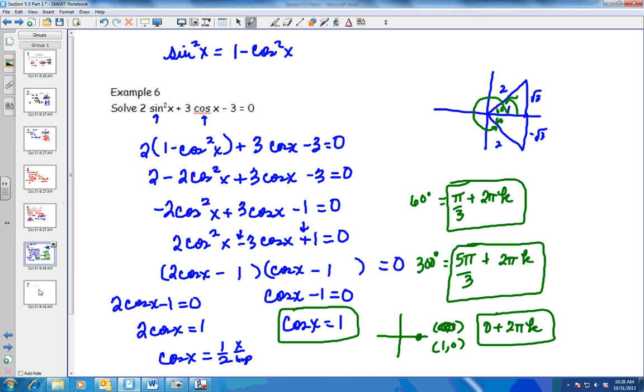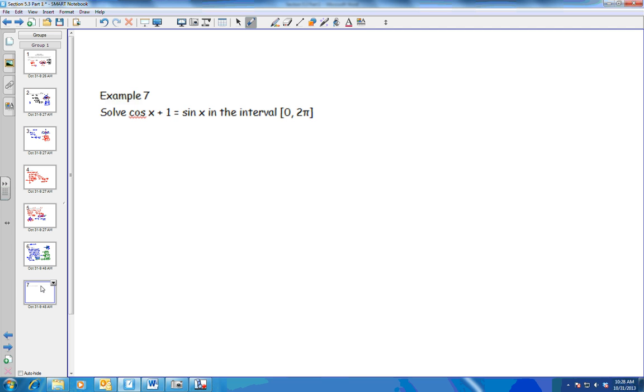Last one, example 7. Solve cosine x plus 1 equals sine x in the interval from 0 to 2 pi. Again, I can include 0 and 2 pi as an answer if I need to. All right, so here's a problem. They're not in the same term, so one needs to be cosine or they all need to be sine. There's nothing squared, so I can't use an identity.